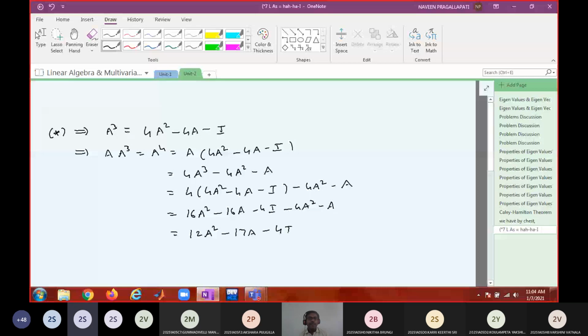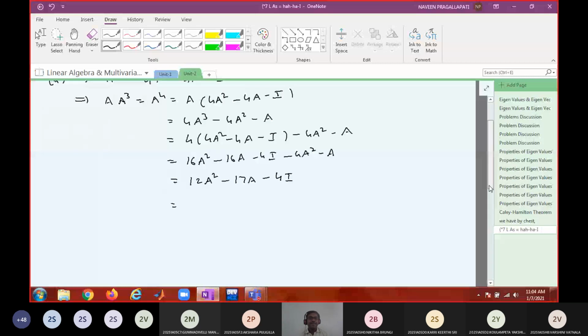Yes, sir. So you just have to compute A square and substitute in this expression. Find out A square.